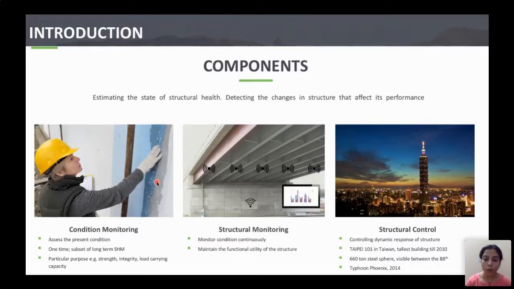Then the structural monitoring is kind of long term. Here we install sensors on the structure and keep on monitoring them for a longer period of time. So this is more of maintenance. This is more inclined towards the maintenance to maintain the functional utility of the structure, right?